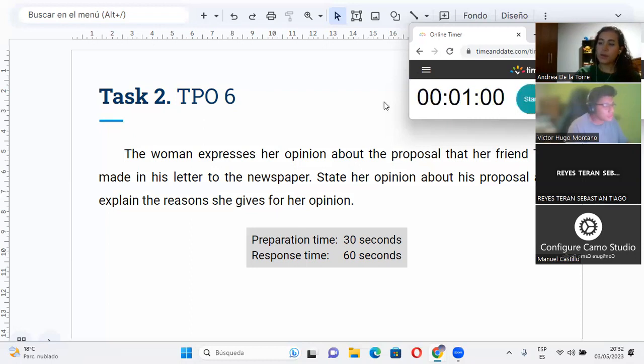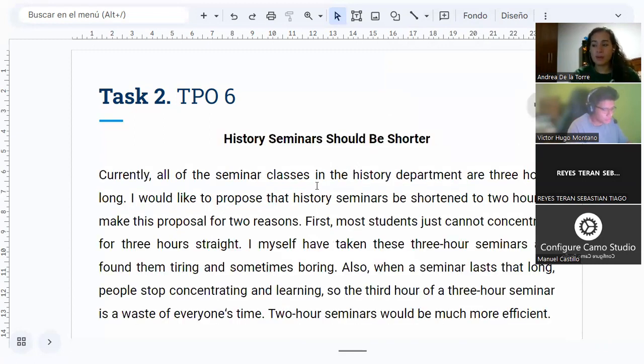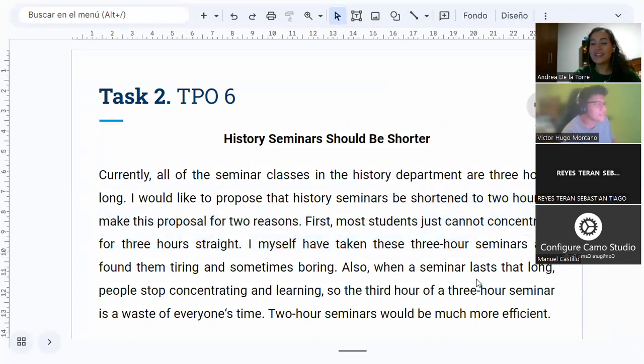Okay. So I didn't get it too much. You said that the student is against the idea of shortening the seminar, but I think you talked about the student in the reading, right? Not the student in the conversation. Because you said that the student in the conversation says that students can concentrate during the last hour of the seminar, but that was the idea from the reading, right? In the reading, they say that students cannot concentrate. Yeah, I confused that part. No, she's against the idea.